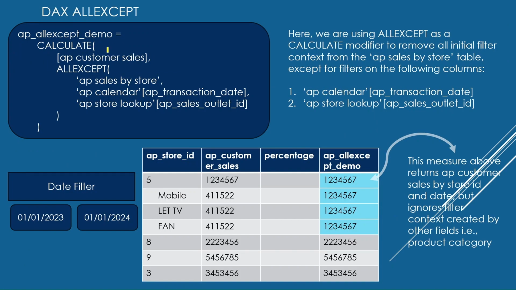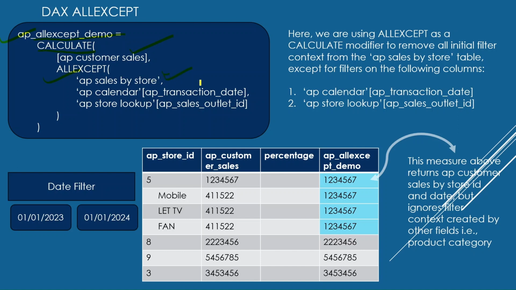So let's discuss the ALLEXCEPT function with the help of this DAX query. This is the name of the measure. Here we are using the CALCULATE function. This is the measure which is calculating the total customer sales. Now here we are using the ALLEXCEPT function. This is the table name, and we are using its corresponding columns.